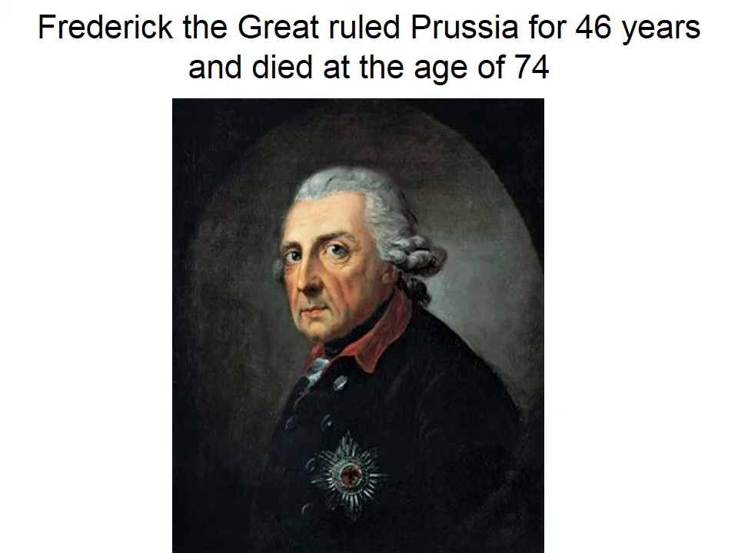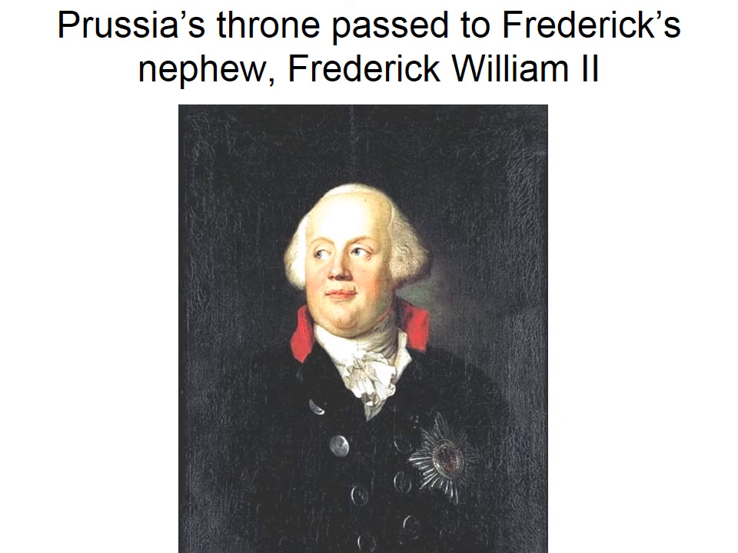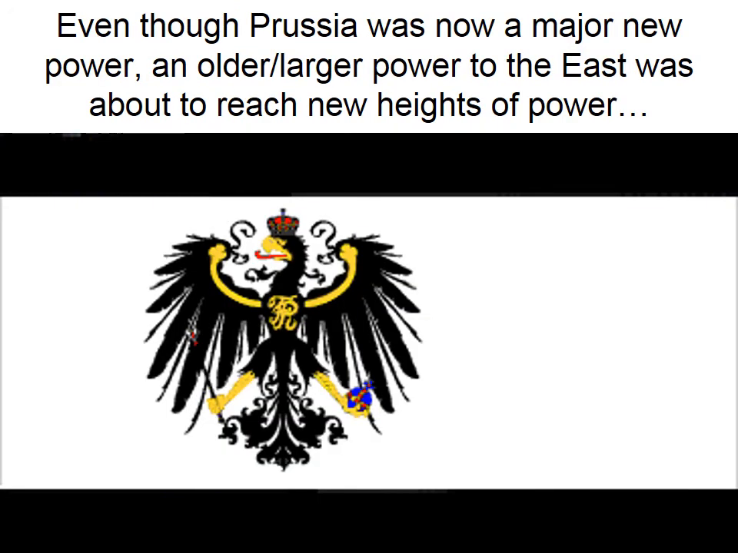At the age of 74, which yes is a pretty old age considering, Frederick the Great died. He was able to rule Prussia for 46 years. Then the throne passed on to his nephew, Frederick William II. So even though Prussia was now a major new power on the map, certainly one that Europe had to be careful of, an older and larger power to the east, also known as Russia, was also about to reach new heights of power.